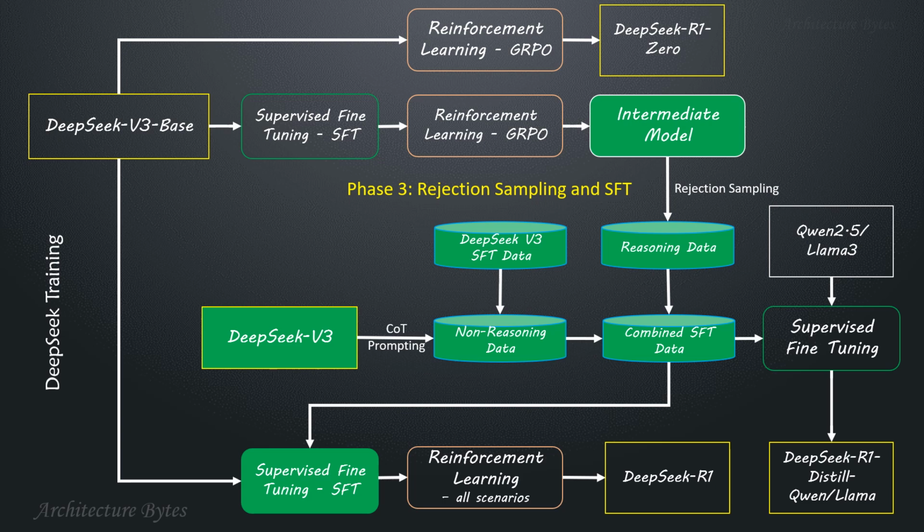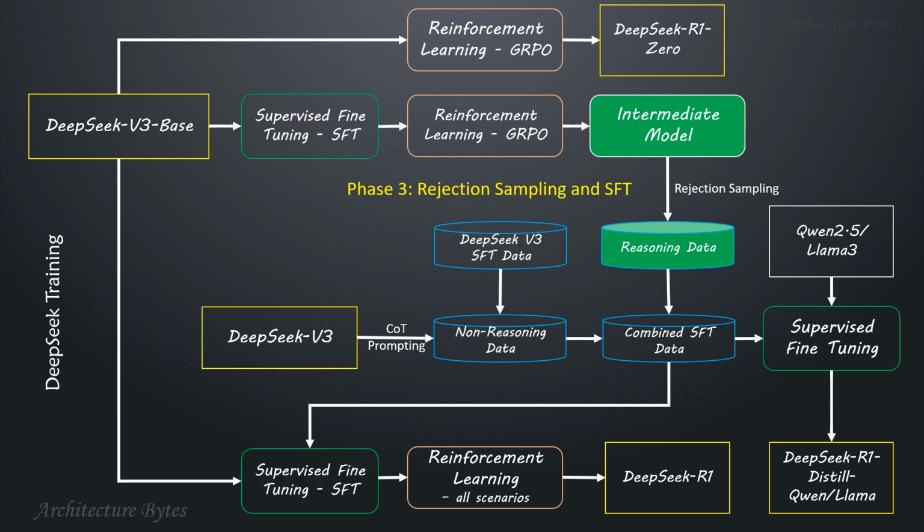Phase 3 is rejection sampling and supervised fine-tuning. Here, the intermediate reasoning enhanced model from phase 2 is used to generate a large number of sample responses, which are filtered using rejection sampling by using DeepSeek V3 model as the judge. Best samples are retained.